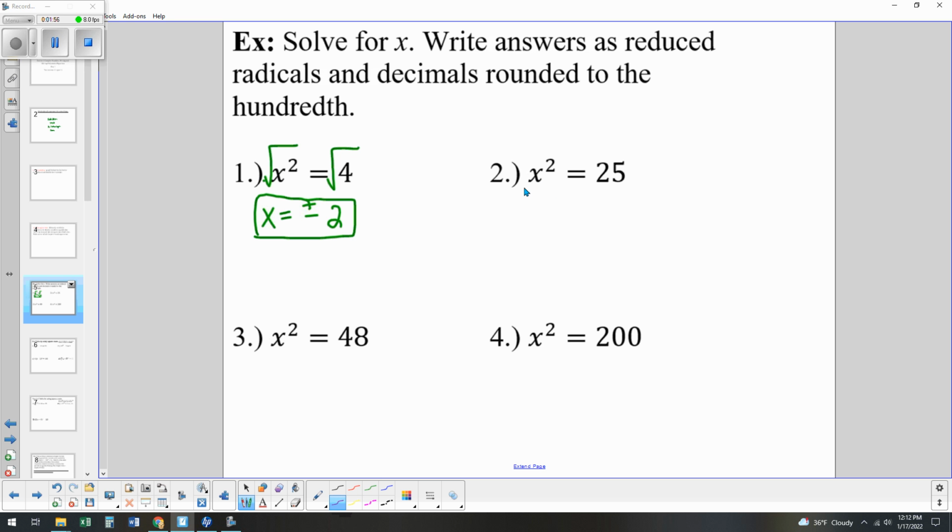All right, for the second one, x squared equals 25. So take the square root of both sides. The square root of x squared is x, and the square root of 25 is 5. So it's going to be positive and negative 5.